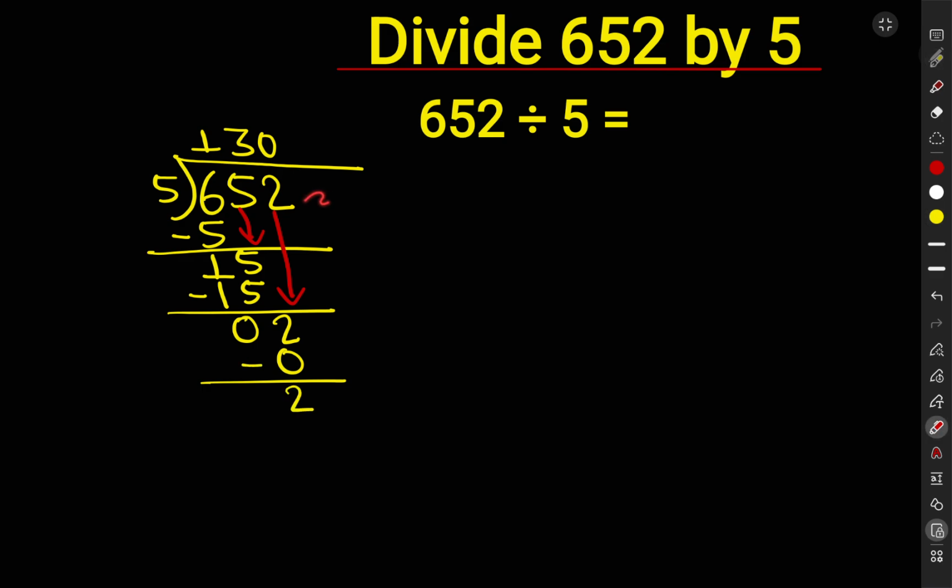So now we have no other number to put down. So we put a decimal here, so that we put 0. So it is 20 and 5 times 4 is 20. On subtracting we get 0.